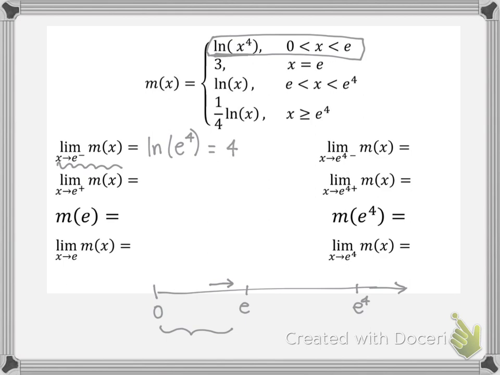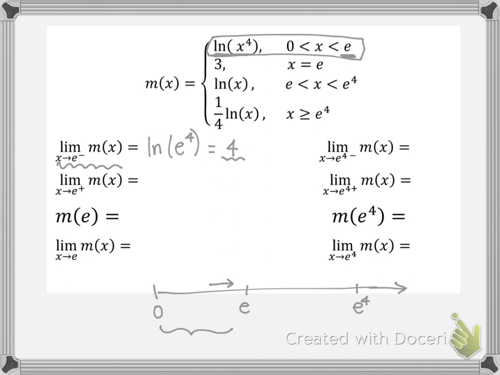So this function, even though it never actually gets to e, because you see how e is not included in this interval, approaches a value of 4 as the graph gets closer and closer to e.